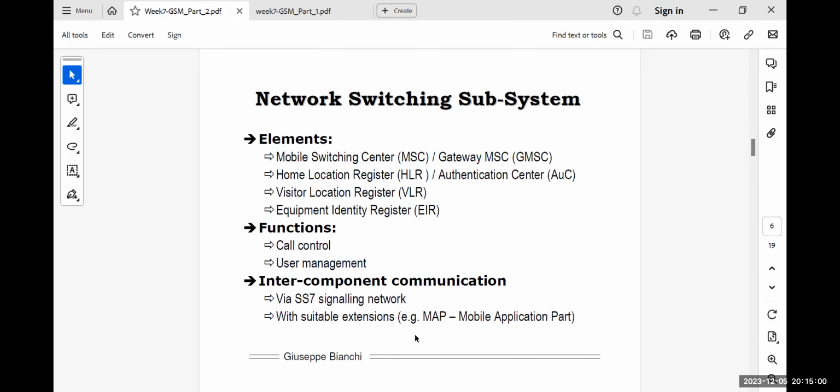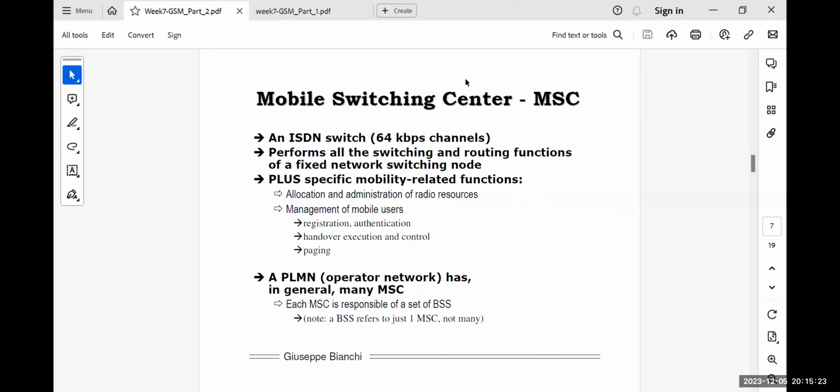With suitable extension, the mobile application part, again, this is beyond the scope of discussion, as the network switching subsystem is a very complex thing that has a number of things associated with it, right? So we need to know what type of protocol it uses, and there are certain extensions associated with that, right? Okay. Mobile switching center, MSC, we've been talking about that for quite a while now.